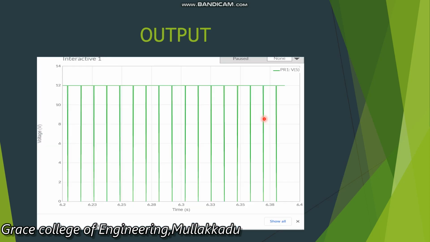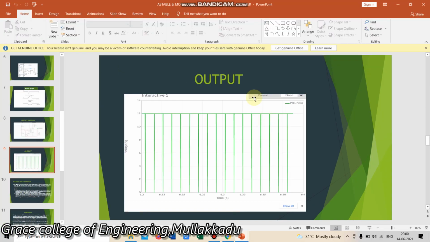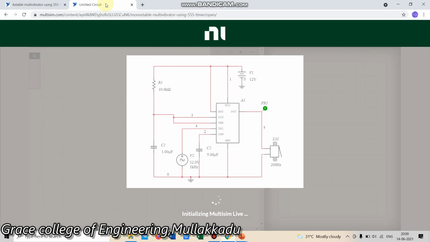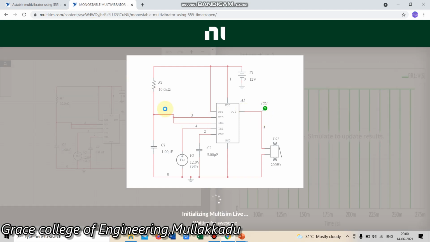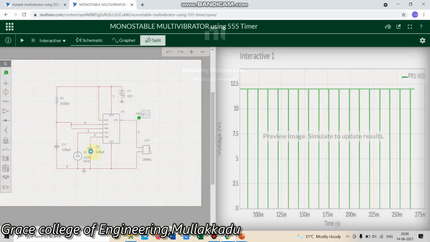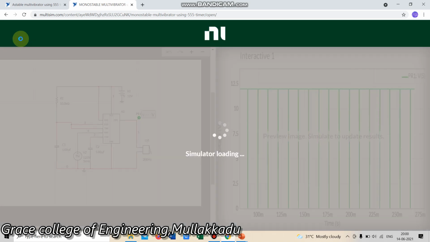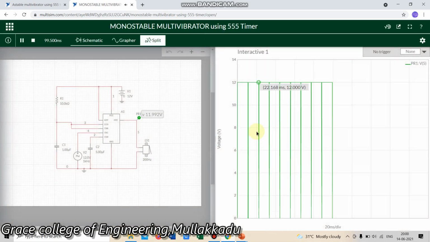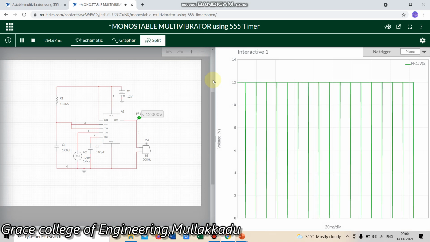Now we are going to see the simulation output for this experiment. Okay, this is the monostable multivibrator circuit. You can see this is the output and this is the input. Here we are giving one triggering input. Now I am going to simulate this. See, you will get a square pulse at the output. Okay, this is the one shot multivibrator output.